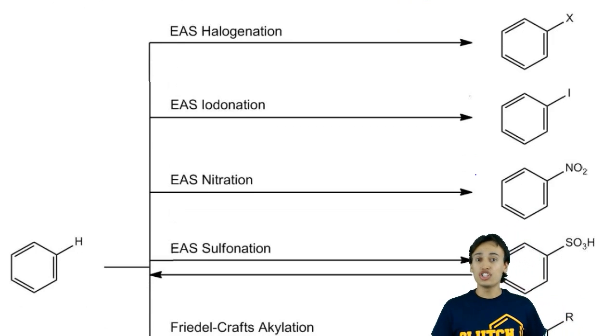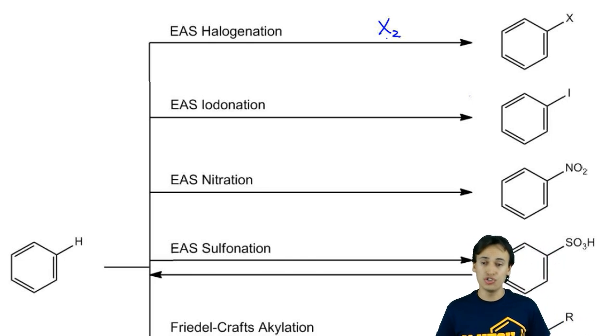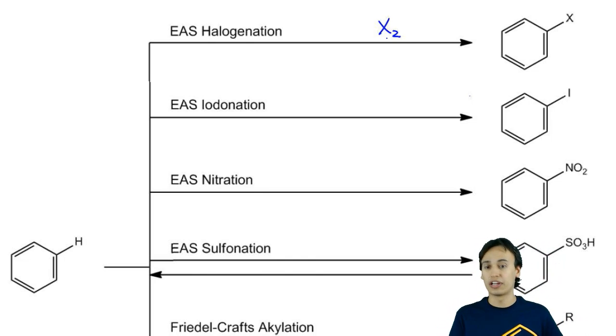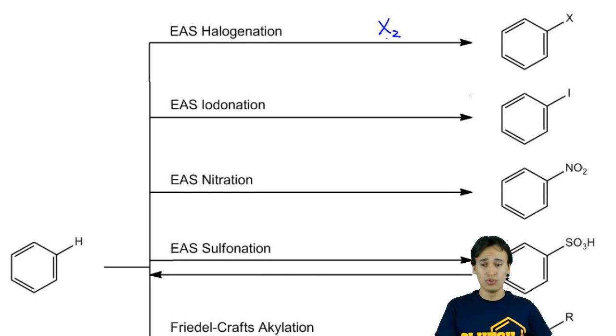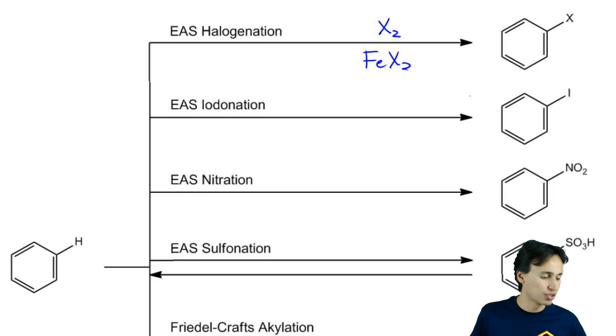So halogenation would be a reaction with a double bond and a diatomic halogen, so something like X2, okay? But actually X2 is not a reactive enough electrophile to react with a benzene. So guess what? If you just put X2 in a mixture of benzene, you're not going anywhere. You're not going to make a substituted benzene. So how do we get the X2 to react? We need a catalyst, guys. And this is going to be a Lewis acid catalyst, FeX3.